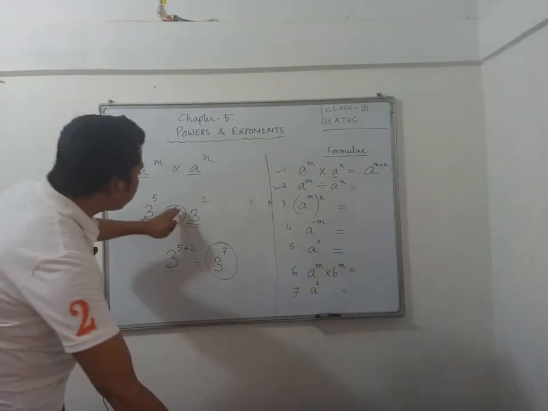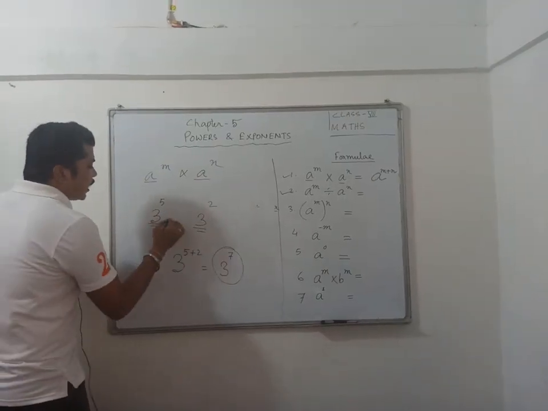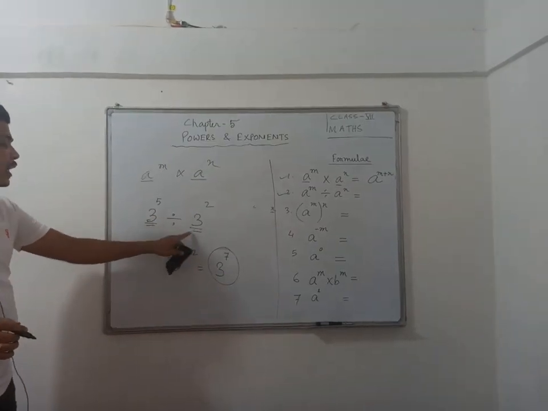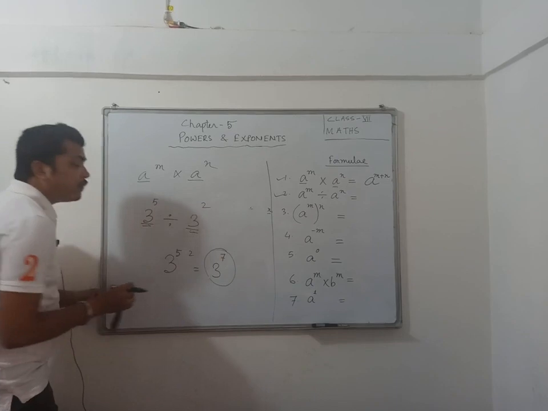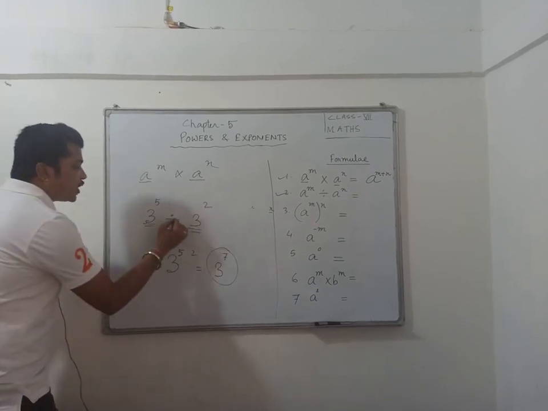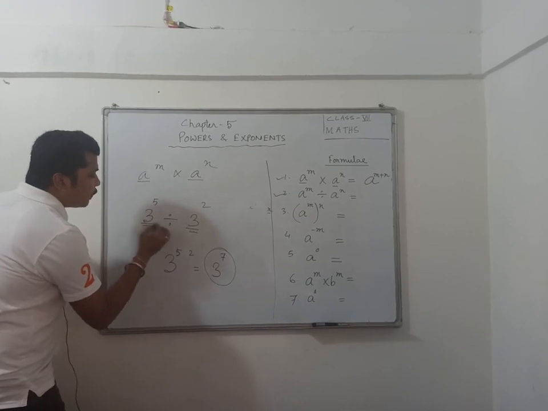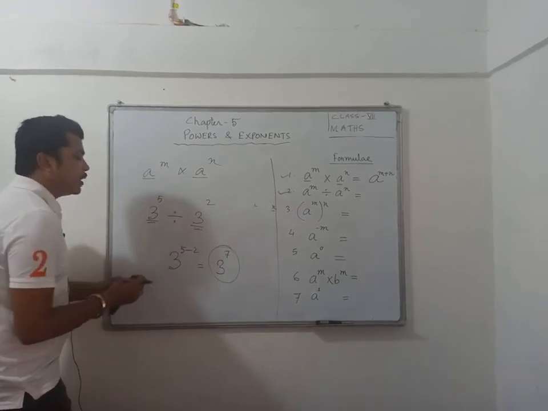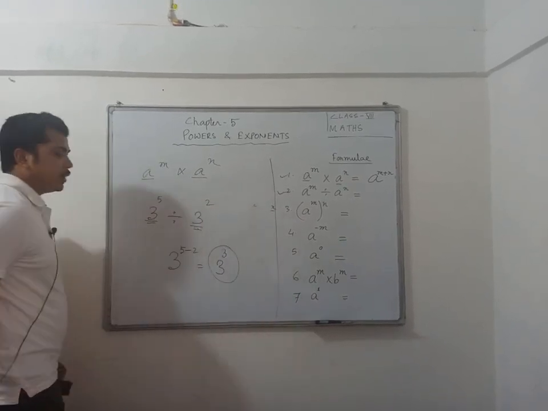Now condition number 2. Here we have talked about multiplication. Now let's talk about division. What happens if you have a divide sign? If you have a divide sign, in case both the bases are same, in multiplication what did we do? We added the powers. But in division, what are we going to do? In the case of division, if our bases are same, then we are going to subtract the powers. So if we subtract 5 minus 2, our answer will be 3.